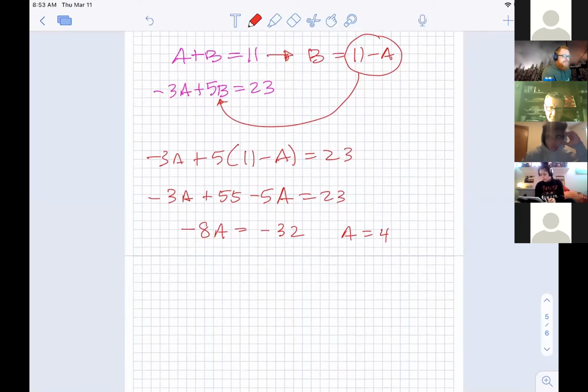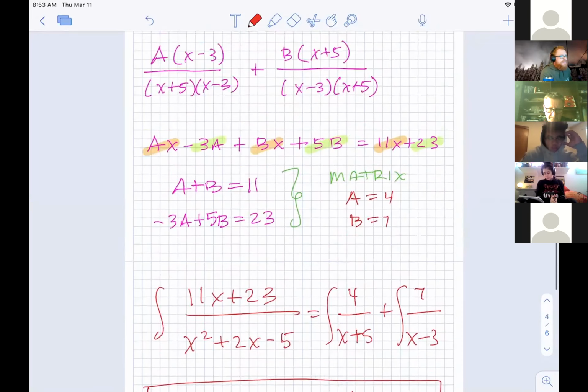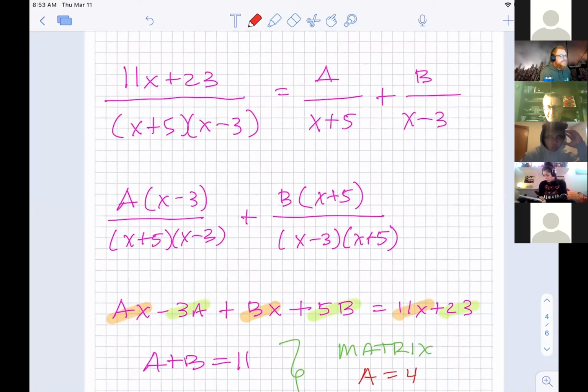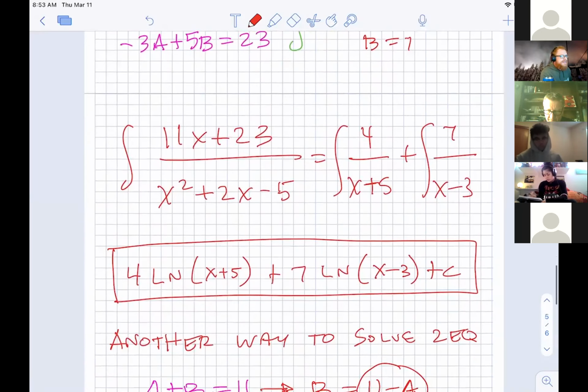So real quick, when I initially factored that parabola under the original integral, I wrote mine as x minus 3 times x plus 5. So I had my a over x minus 3. So I had 4 ln of x minus 3 plus 7 ln of x plus 5. And when I put that into Desmos, mine gives a different answer than yours.